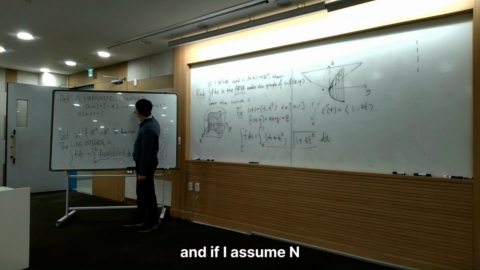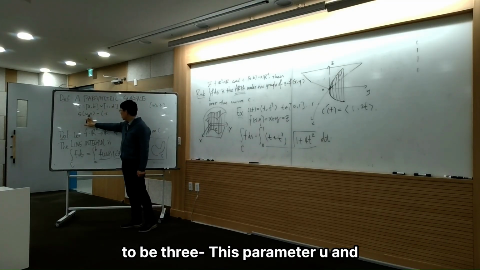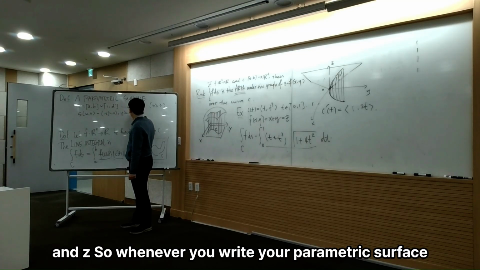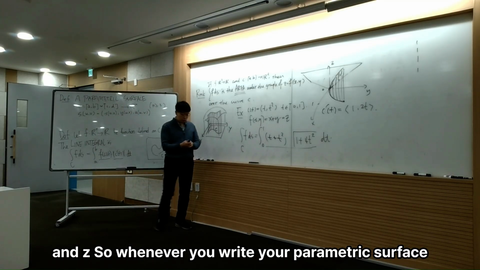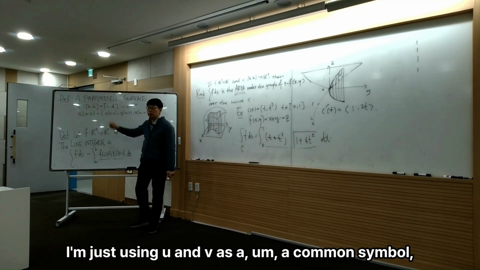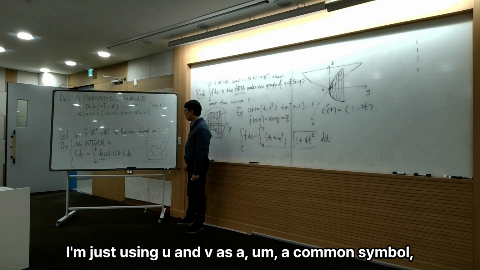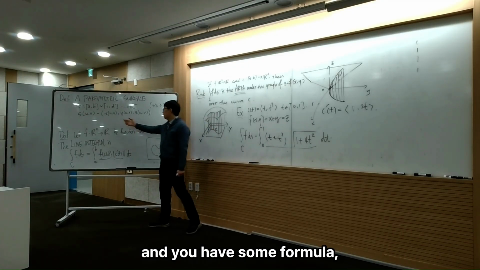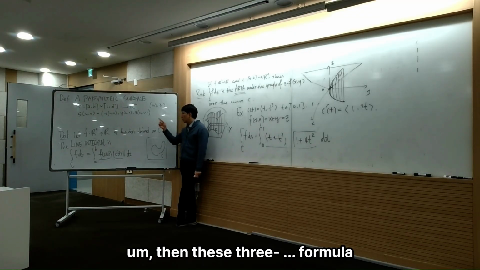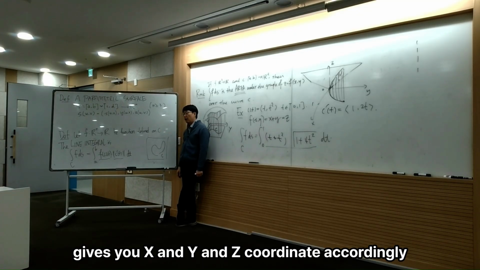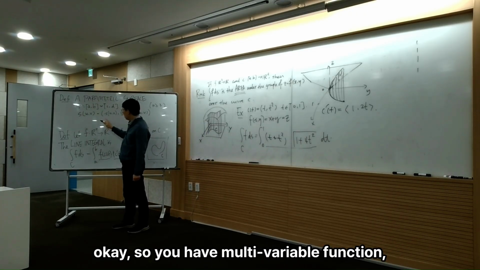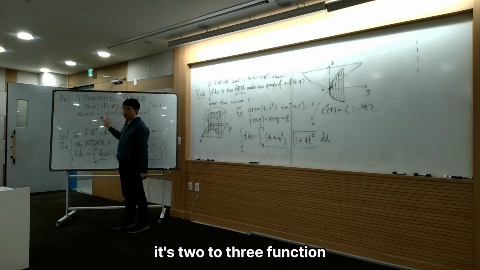If I assume n to be 3, these parameters u and v determine the coordinates x, y, and z. Whenever you write your parametric surface in terms of two parameters, it doesn't have to be u and v. I'm just using u and v as common symbols. You have three different formulas, and these three formulas give you the x, y, and z coordinates accordingly. So you have a multivariable function, a function from 2 to 3 dimensions.